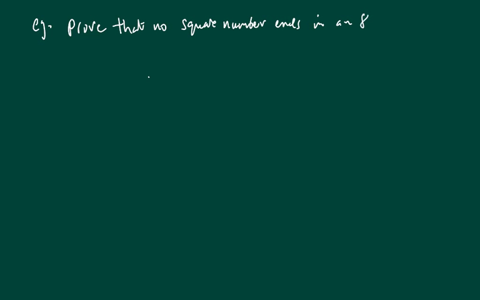Right, let's look at a case where we have to prove by exhaustion. So say we've got a statement where we've got to prove that no square number ends in an 8. Now obviously we can't go about and analyze every single square number, but we can think of the problem in another way.